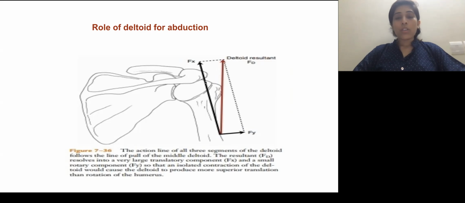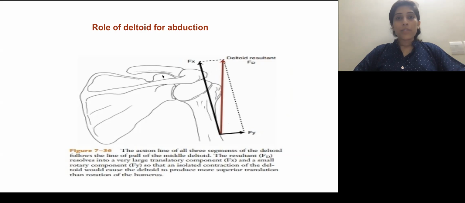So we have to reduce these shear forces. Along with this, the gravity force, which is coming in the downward direction, is not enough to compensate the Fx force which is produced by the deltoid. So we require some other structures or muscles to help reduce this Fx, or we require other structures to help increase Fy, the rotatory force.